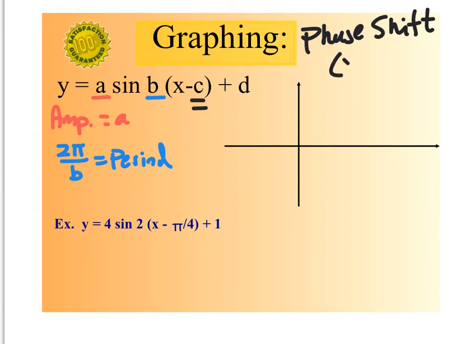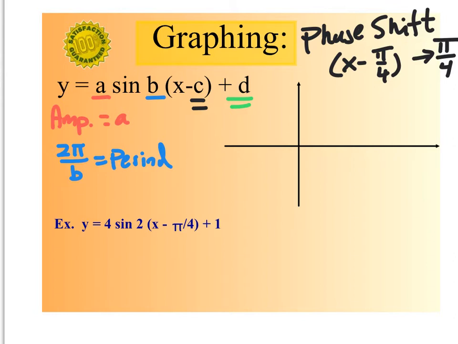Let's say it were x minus, I don't know, pi over 4. That would represent a shift to the right, pi over 4, as we're going to see here in a moment. And D, of course, is the vertical shift. So positive it goes up, negative it goes down.